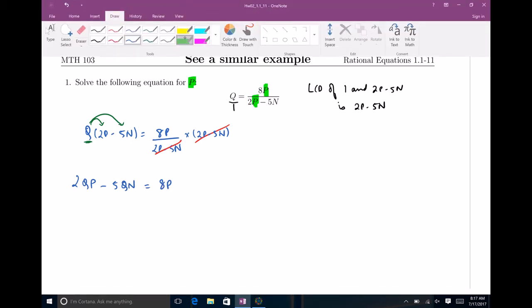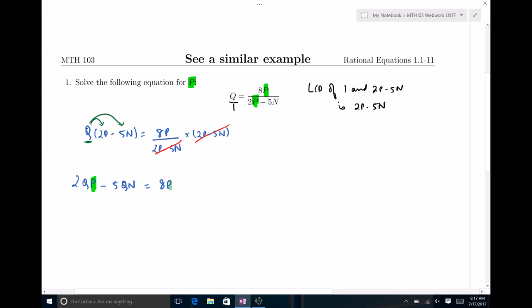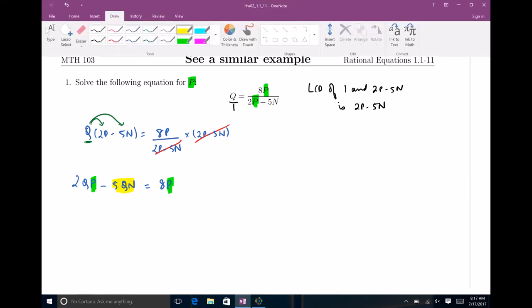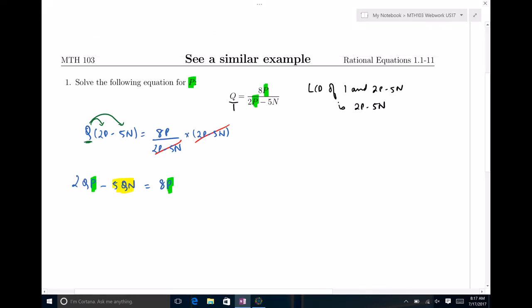Once again, remember we're solving for p, so my goal is going to be to treat p like the variable and everything else that does not involve p as a constant. So what I'm going to do is take all the terms that have p on the same side and any term that does not involve p to the other side. In order to do this, I'm going to bring 8p over to this side, so I'm going to subtract 8p from both sides of the equation. And to bring negative 5qn to the other side, I'm going to add 5qn to both sides of the equation.